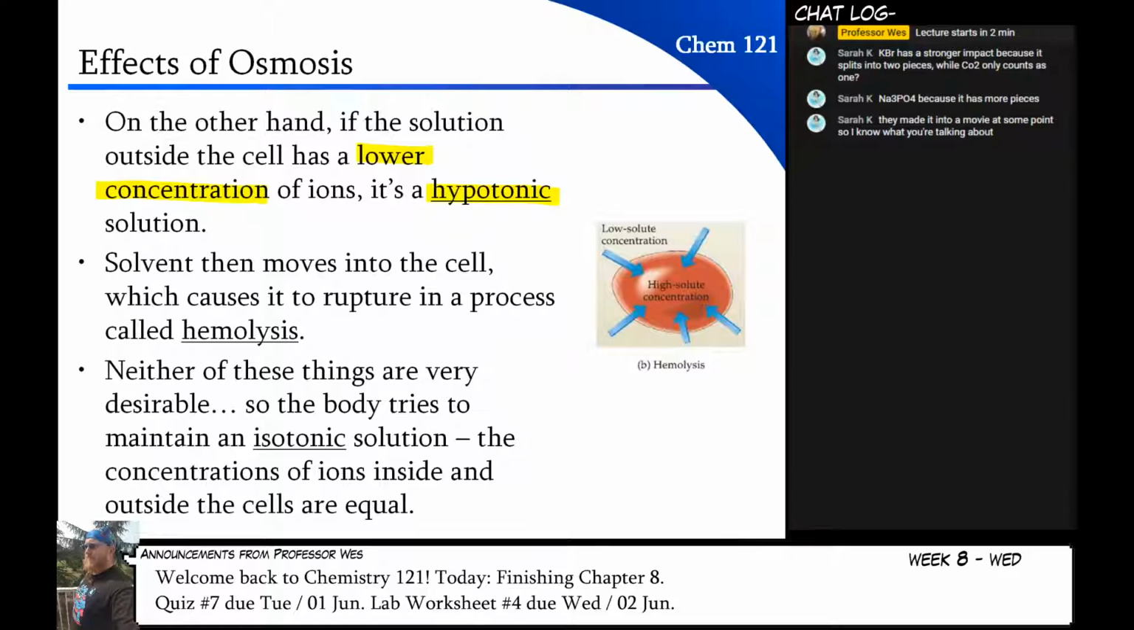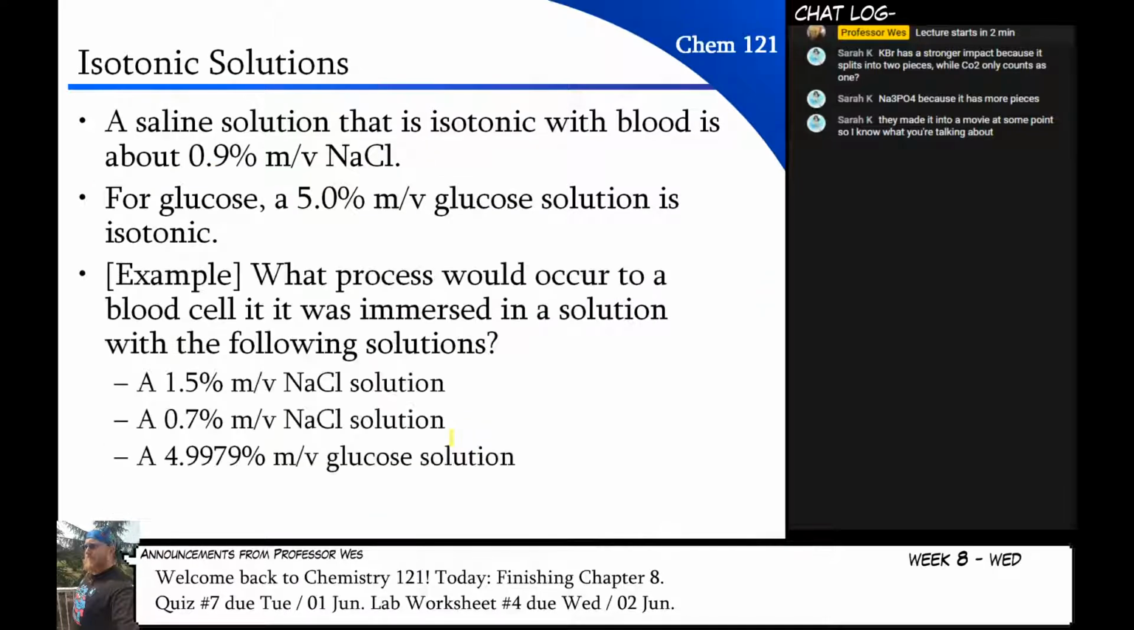So, too much water, bad. Too little water, also bad. By the Goldilocks principle, there must be something that is just right, which is an isotonic solution. Now, what is an isotonic solution for the body? I have those numbers written on the screen here. And they are, for saline solution, isotonic is 0.9% mass volume NaCl. If you have ever had an IV bag, it will have this number printed on it somewhere.